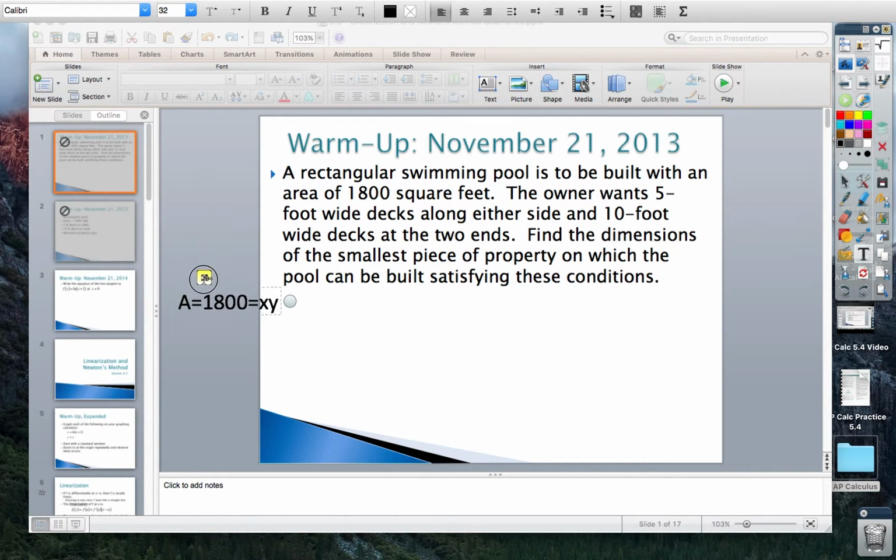Next thing they mention is we want to add to this property. So we need to rearrange our formula. We're going to take our area and take our x, and we're going to add 10 feet to both sides. So that's 10 feet on one end, 10 feet on another, so that's 20 total. And on the other side, we're going to add 5 on each end, so that's a total of 10.